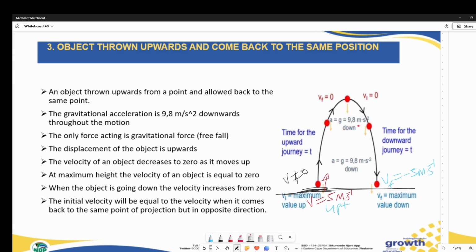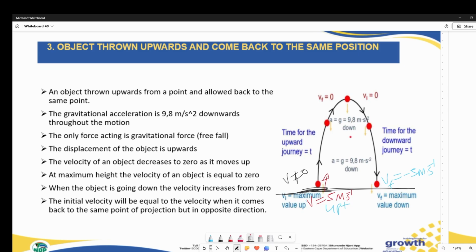Remember, acceleration here is a constant and is always going in this direction, that is downwards. Whether the object is going up, going downwards, or at maximum height, our g is still 9.8 meters per second squared. At any position, whether it's going up or down or at its maximum height, you'll still find your acceleration to be 9.8 meters per second squared downwards, okay.